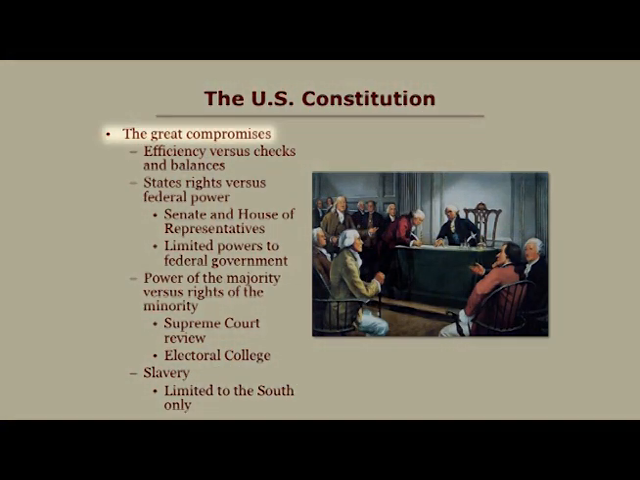There were compromises then between efficiency versus checks and balances, states' rights versus federal power, and power of the majority versus rights of the minority. In our case, the Supreme Court could review laws, and if the law, even though enacted by the majority, was unconstitutional, it could be thrown out. We have the Electoral College, which removes direct election of the president, again, as a check and balance against the power of the majority over the minority. And slavery was allowed to continue to exist in the South as a compromise.